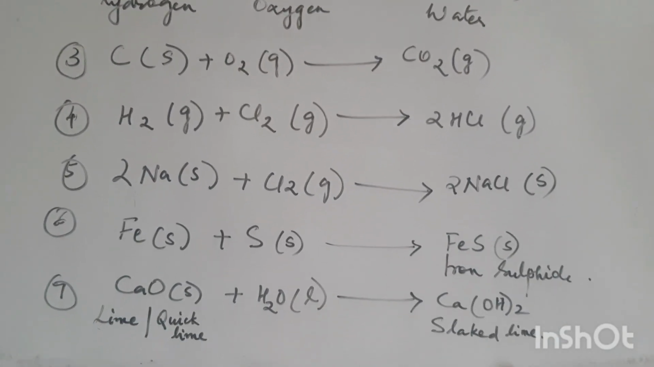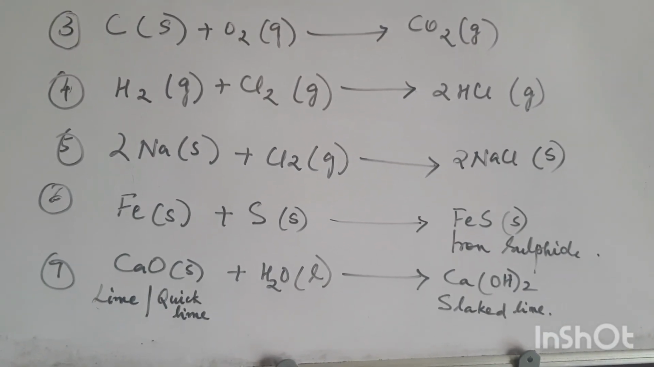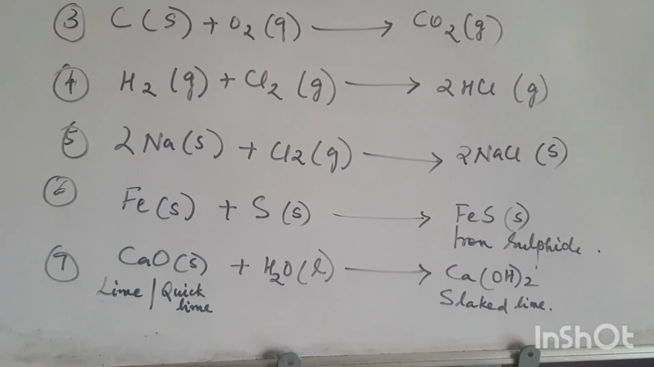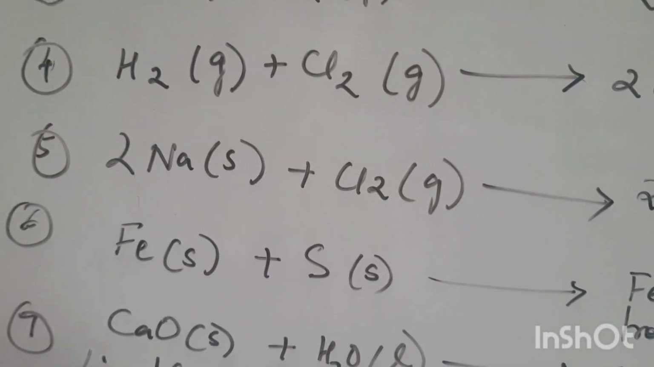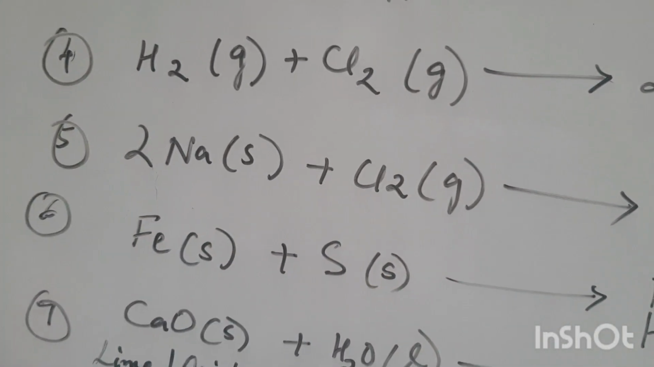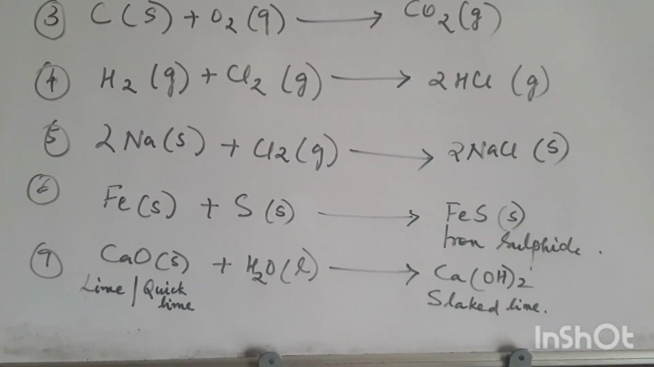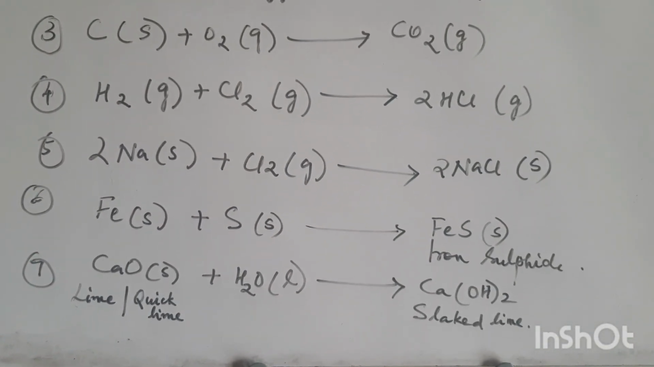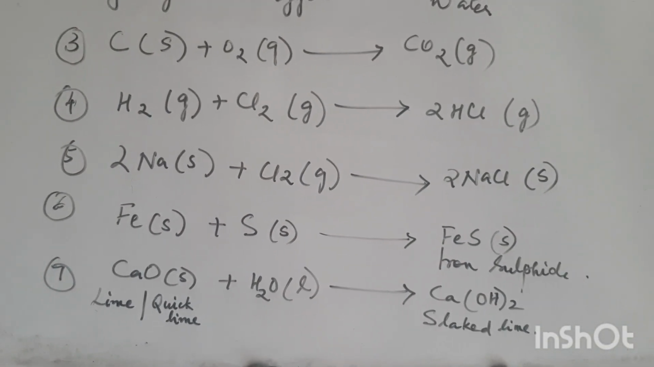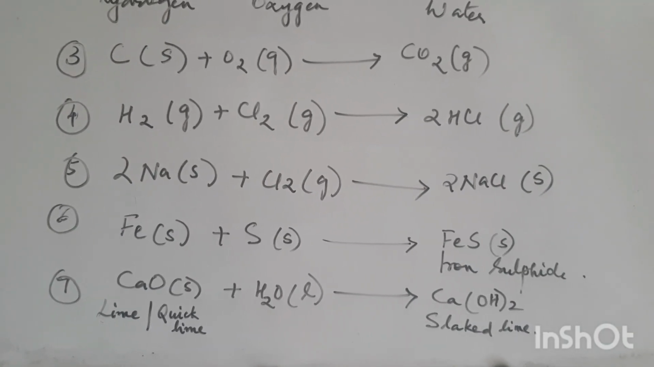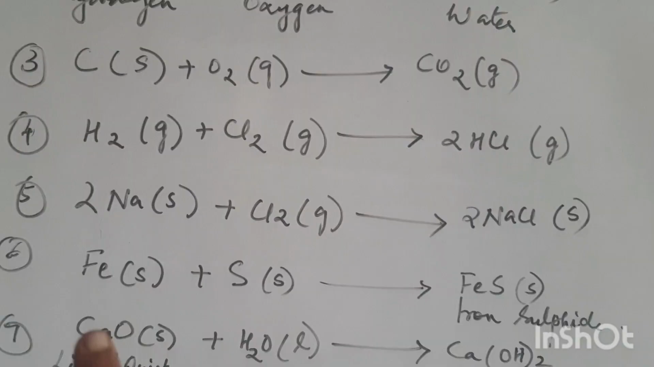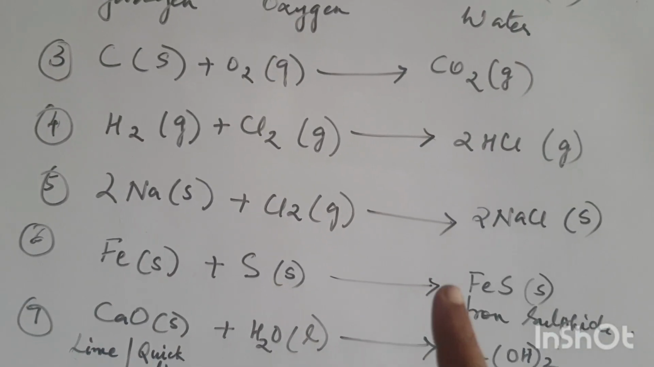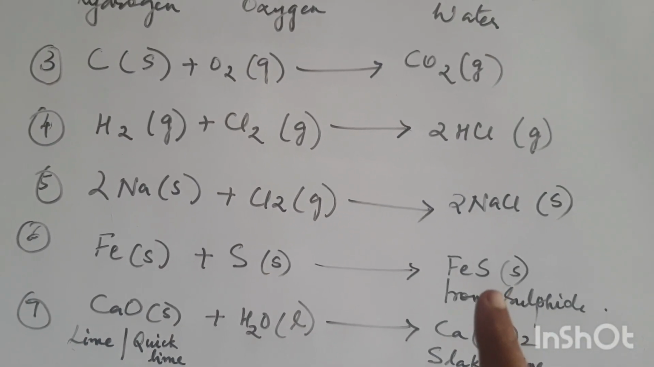Then coming to the sixth one, that is Fe, in the solid state, combines with sulfur S. I've written sulfur capital S, and this S is the state, solid state, to form FeS, also in solid state, and the name of the compound is iron sulfide. Sixth one I am telling, iron combines with sulfur to form iron sulfide.